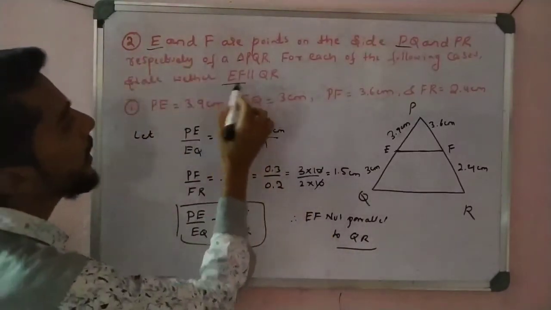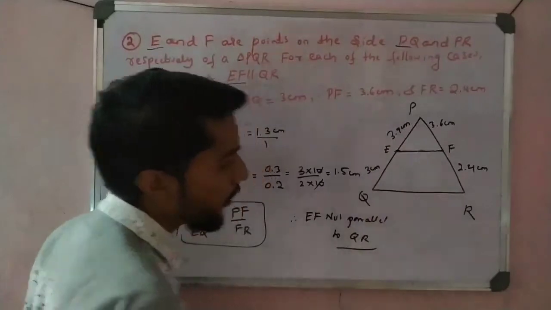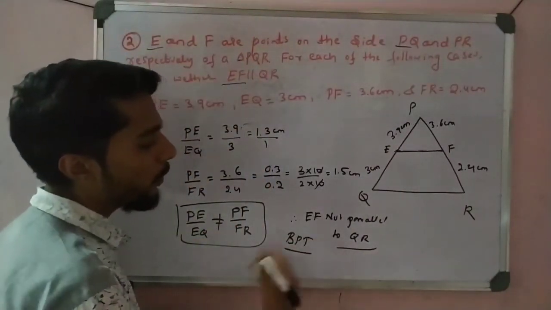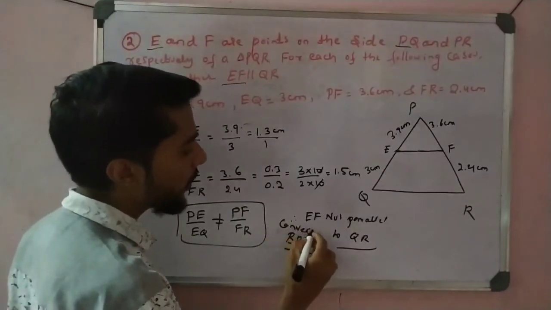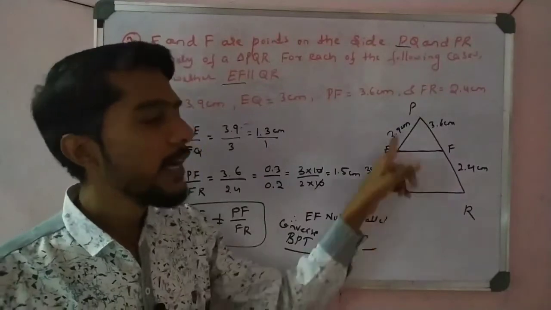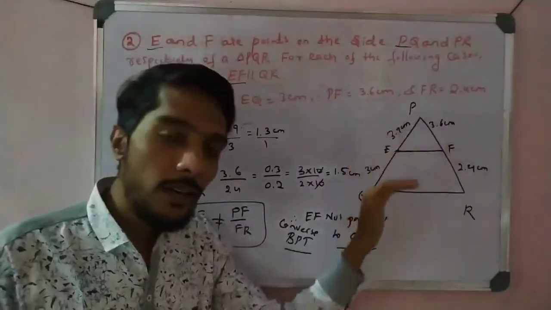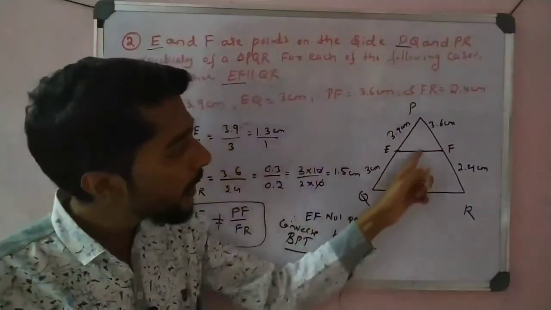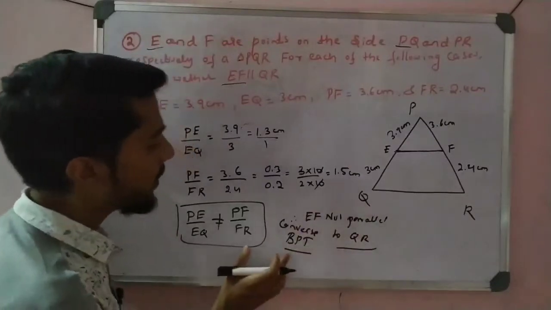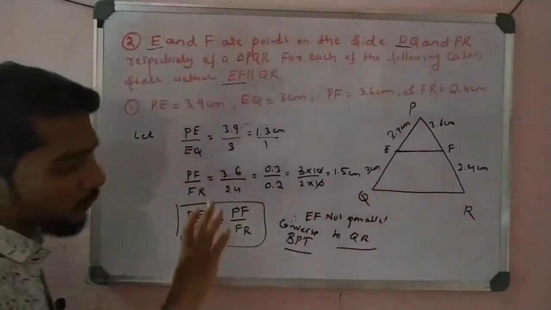So state whether EF is parallel to QR. In the first case, EF is not parallel to QR. Why? Because of the converse of the BPT theorem. Converse means reverse. The first theorem is: if lines are parallel, the sides are proportional. The converse is: if the sides are in the same ratio, then the lines are parallel. So by the converse of BPT, EF is not parallel to QR. Clear? So this is one simple answer.